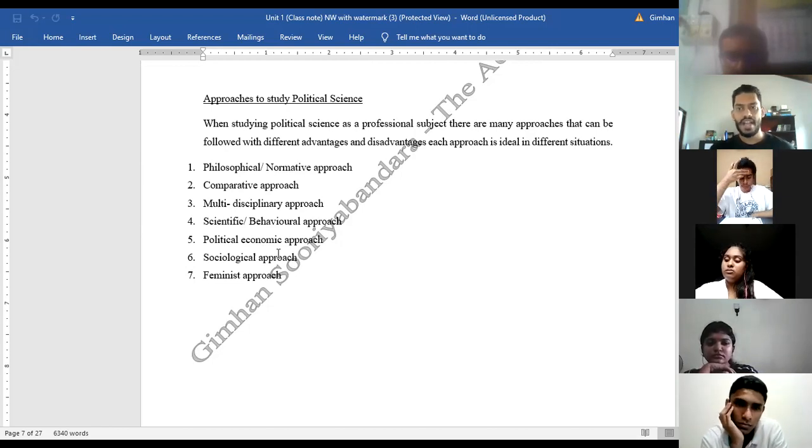Now, I believe you all have the printed note with you. So if you have the printed note, under this, you have to write the other ones that you should be aware of. So what are the main ones here? Philosophical approach. You call that normative approach as well. Then comparative approach, multidisciplinary approach, scientific approach, you call it behavioral also, political economic approach, sociological approach, feminist approach, right?